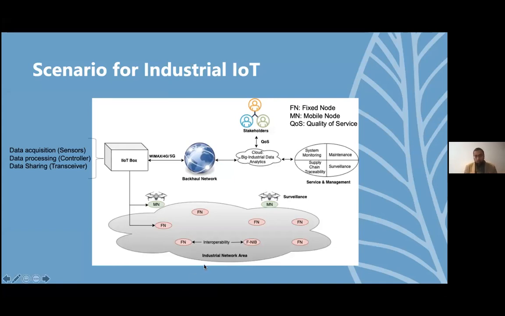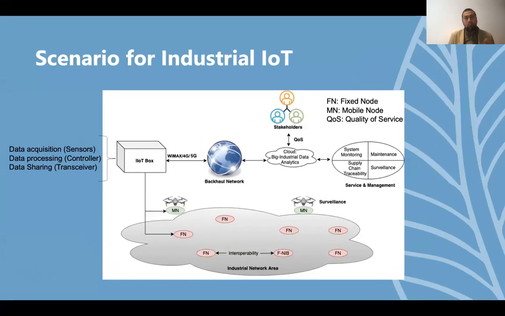Basically, we will have our industrial networks where we will have lots of nodes. These nodes can be fixed nodes, can be mobile nodes. And what, these nodes will be tagged with the IoT box. So what is this IoT box? Basically, this IoT box will have three functions. First, it will collect the data from the environment, which we call data acquisition through sensors and actuators.